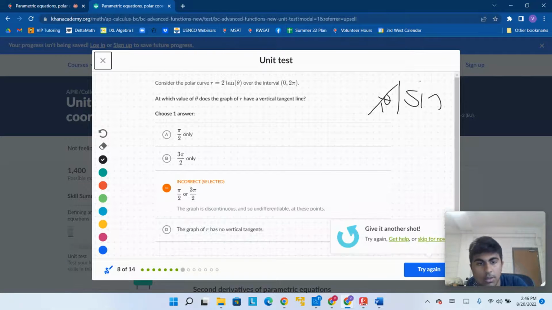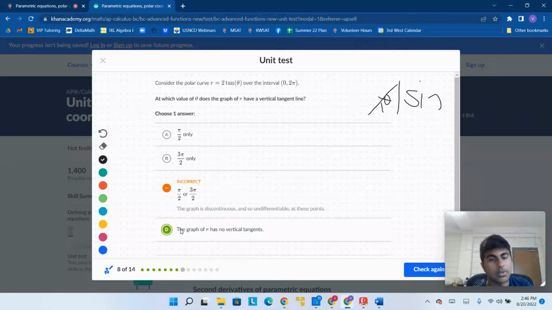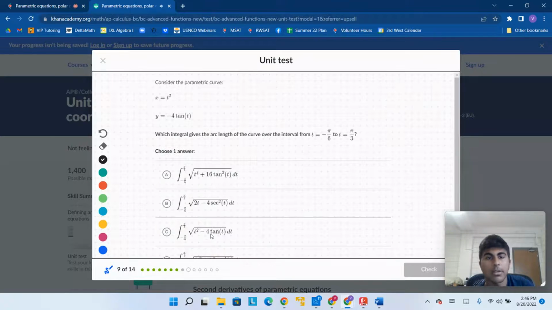Oops. The graph is discontinuous and so undifferentiable at those points. Well, if you think about it, that is correct, because secant squared theta doesn't work, does it? You can't do secant squared theta at those points, right? Because here I have secant squared theta, and you can't do that because it's going to be discontinuous. So that means you have no vertical tangents, and we can keep going.